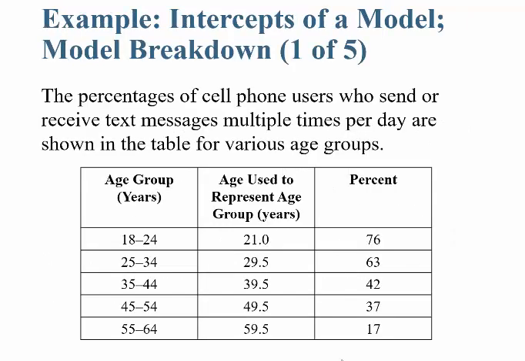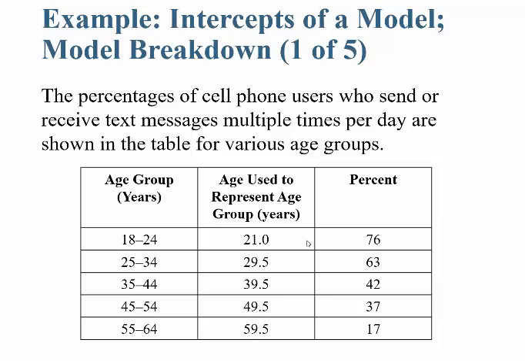Now let's do another one. This is going to be introducing the intercepts of a model and what we call model breakdown. The percentage of cell phone users who send or receive text messages multiple times per day are shown in the table for various age groups. So I have these age groups: 18 to 24, 25 to 34, 35 to 44, 45 to 54, 55 to 64. And I'll use the age that falls in between them to represent that group. So for 18 to 24, I'll use the age 21. And then for 25 to 34, I'll use 29.5, and so on, 39.5, 49.5, 59.5.